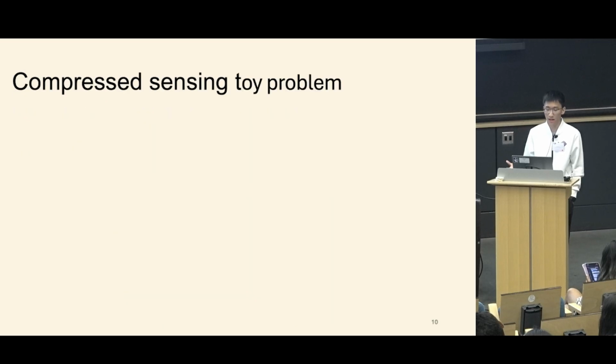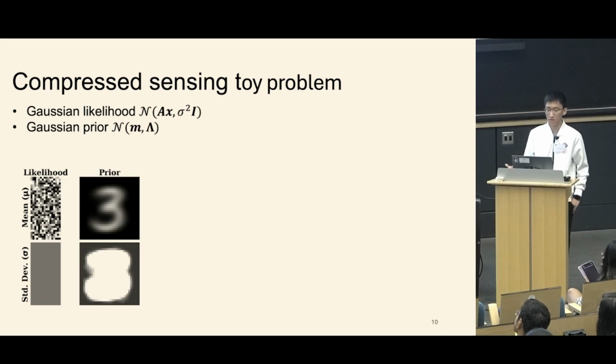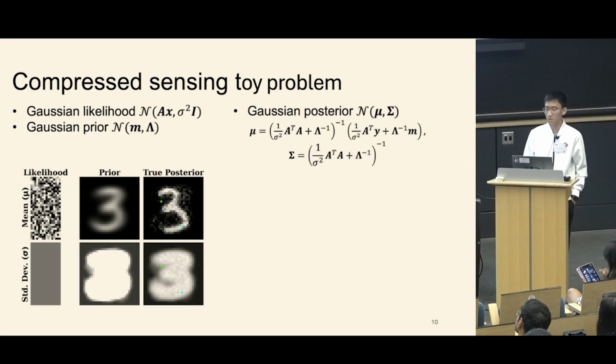And to verify that our method is able to correctly learn the Bayesian posterior, we create this compressed sensing toy problem where we applied a compressed sensing matrix, which reduces the dimension by half, with Gaussian noise. So you have a Gaussian likelihood. And we handcrafted this Gaussian prior using all number 3 digits in the MNIST data set. This will give us a Gaussian posterior, which can be analytically computed.